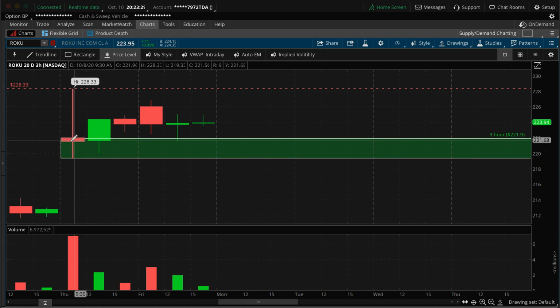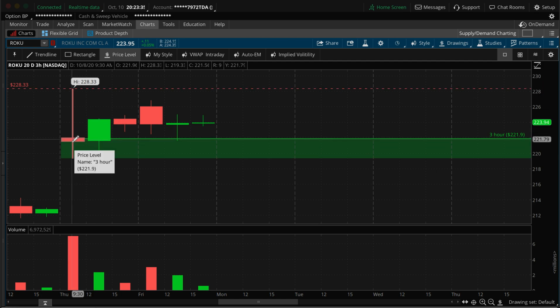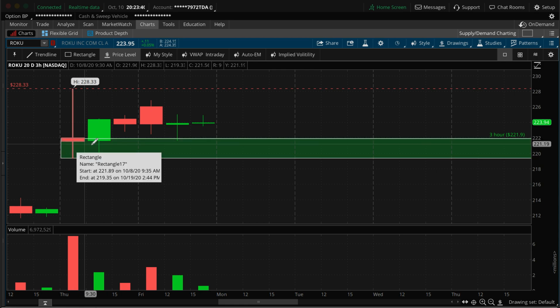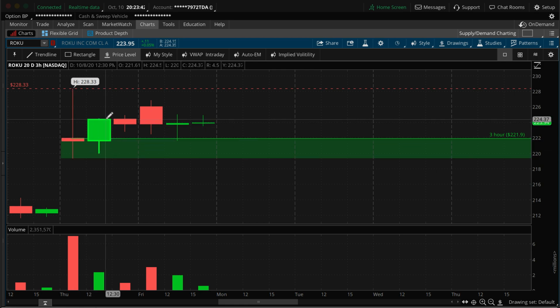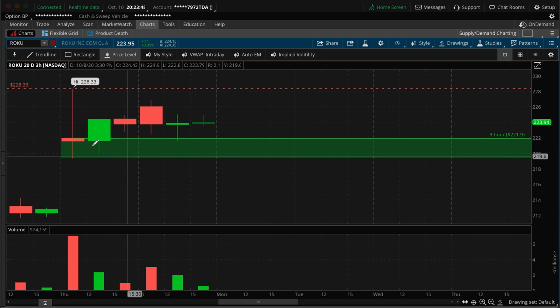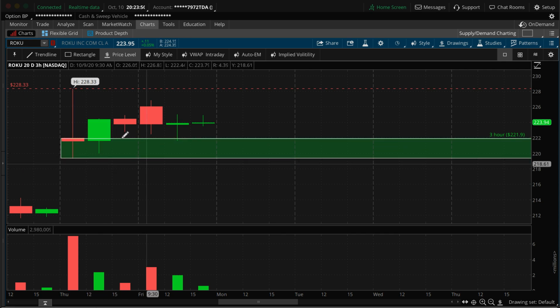So Thursday's opening candle, we had this red basing candle. Price rallied to an all-time high, and we came back down, and then buyers and sellers ended up agreeing here, and then we had this rally the next 3 hours for the rest of the day from this zone. So this created us a demand zone, a 3-hour demand zone.